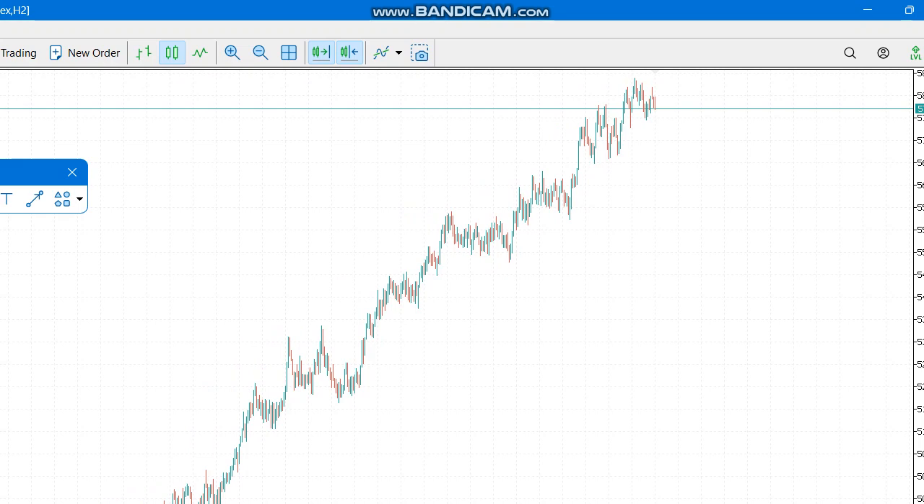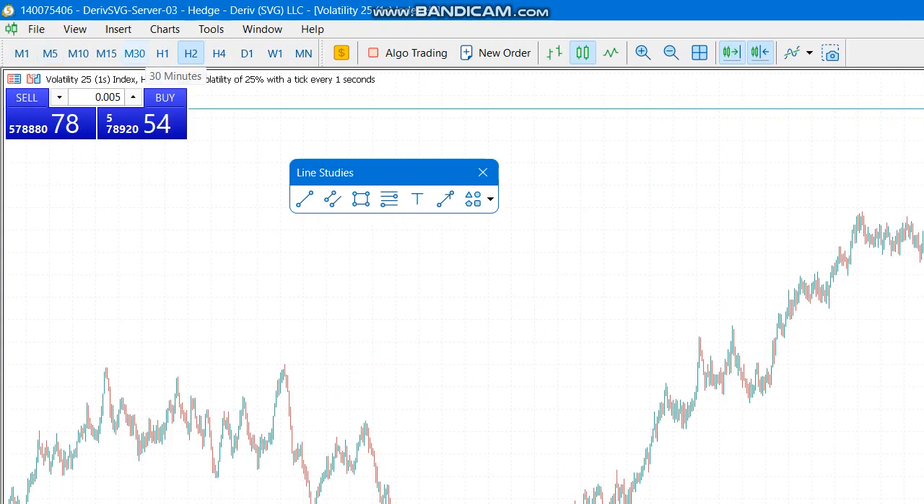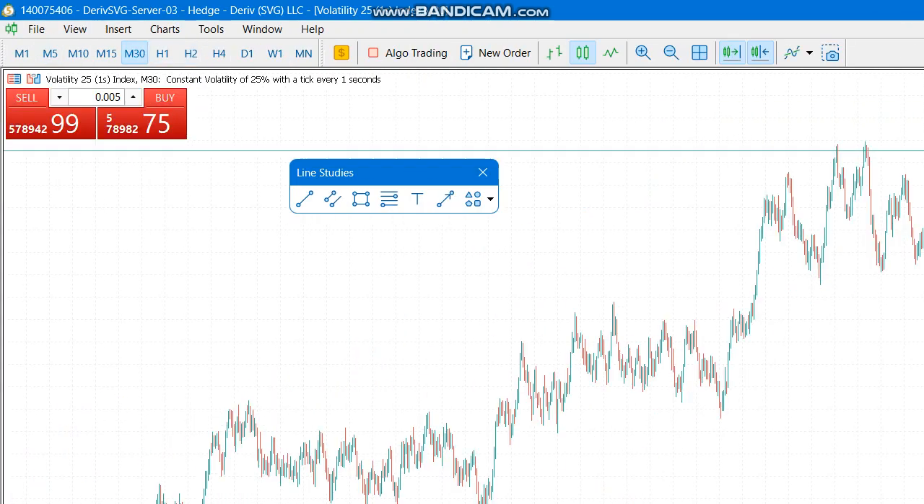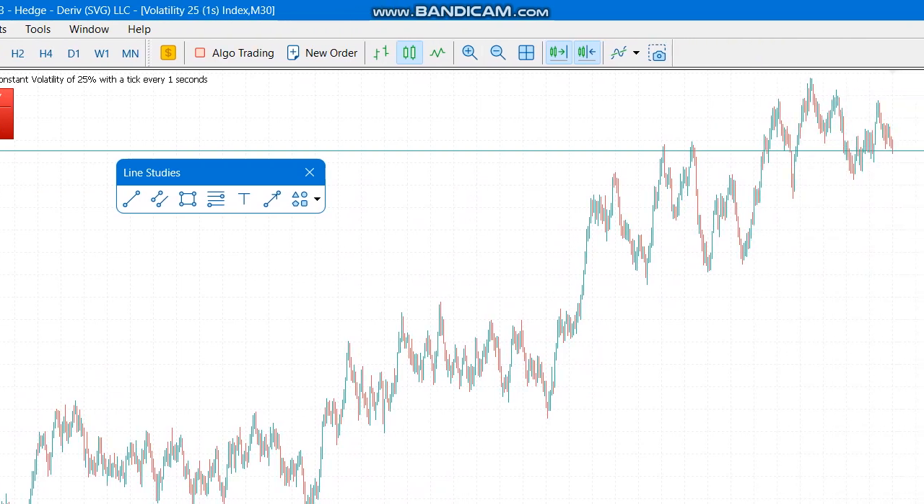I wanted to do a little presentation on PowerPoint on what market structure is, but I just decided to do this off the top of my head and see how well it goes. So we have this chart opened, which is on V25S, and we are going to be using it to talk about market structure.